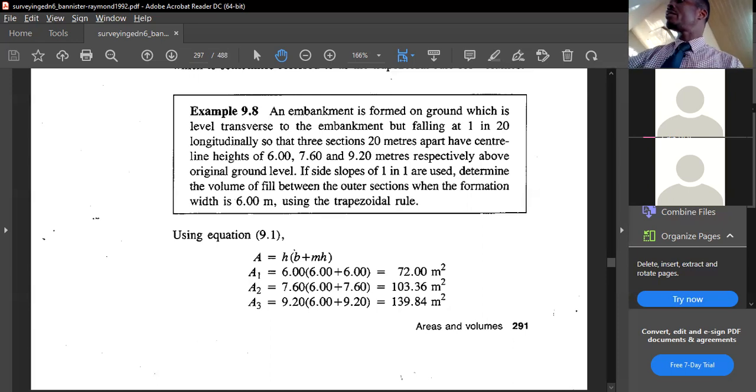Area, what's the area formula? We wrote it down. Area is equal to H over B plus MH, isn't it? All right, so area 1, area 2, area 3. Yeah, we'll have different H's, but same M's, right? B's, we didn't specify specific B's. What was the B?